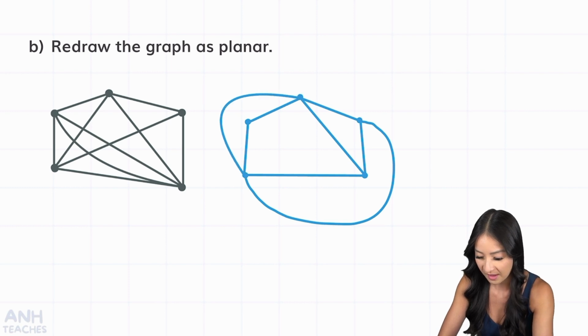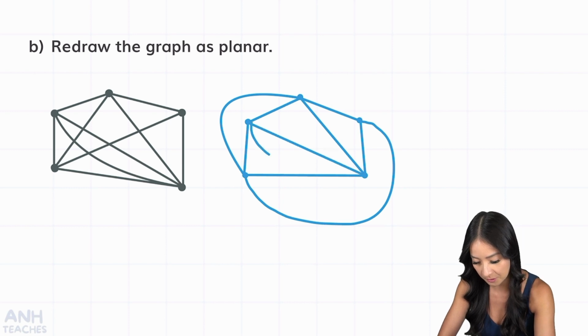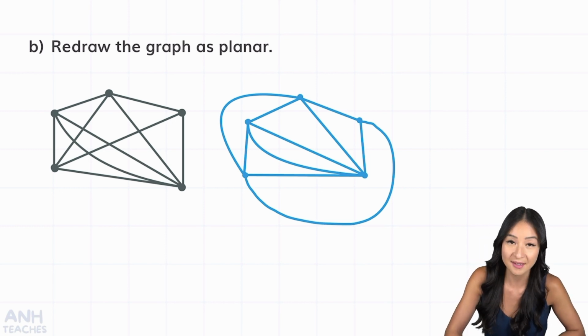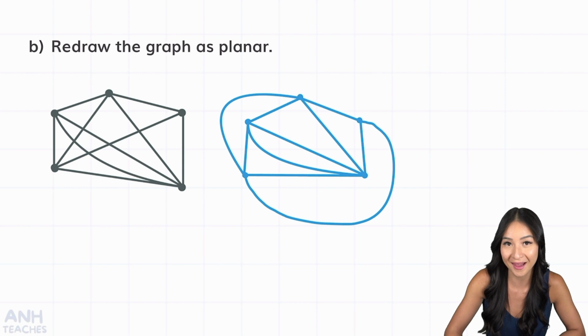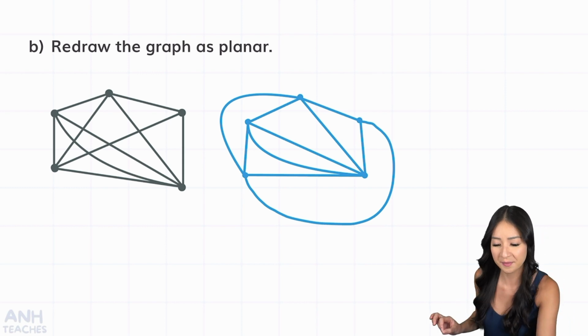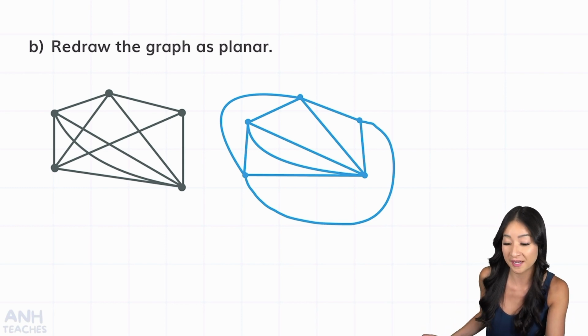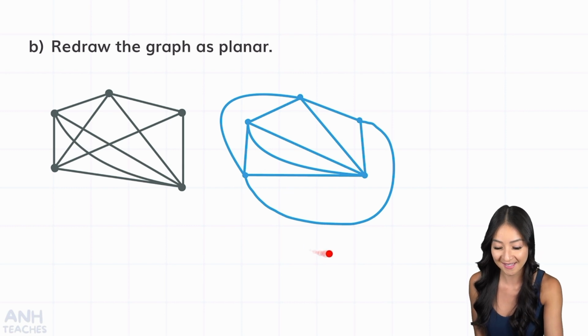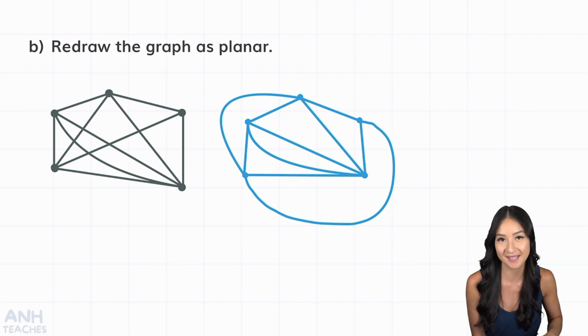And still keep these two edges in here. And that is my redrawn planar graph. I'm just going to count up the number of faces because it should be 7. 1, 2, 3, 4, 5, 6, and lucky last, the outside face is 7.